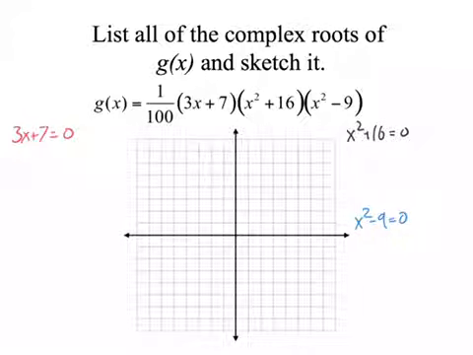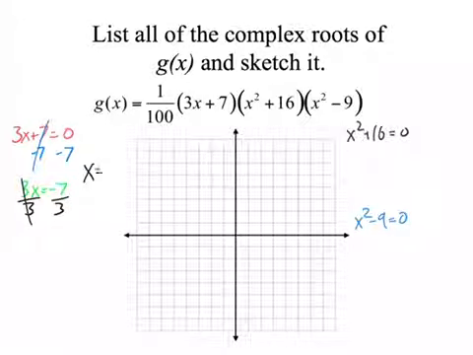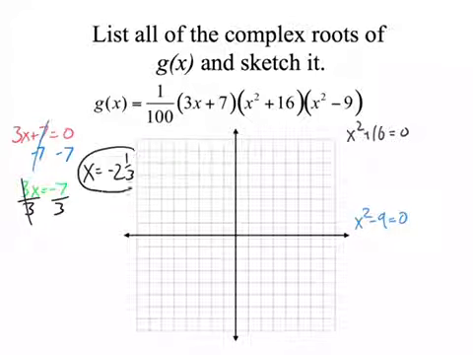So for this first one, I'm going to minus 7 over. So I got 3x equals negative 7. Then I'm going to divide by 3, and I get x equals negative 2 1/3. And then I'm going to plot that. Negative 2 1/3 is right there. It's a little bit farther than negative 2, but not all the way to negative 3, closer to negative 2. And that is one of my complex roots.